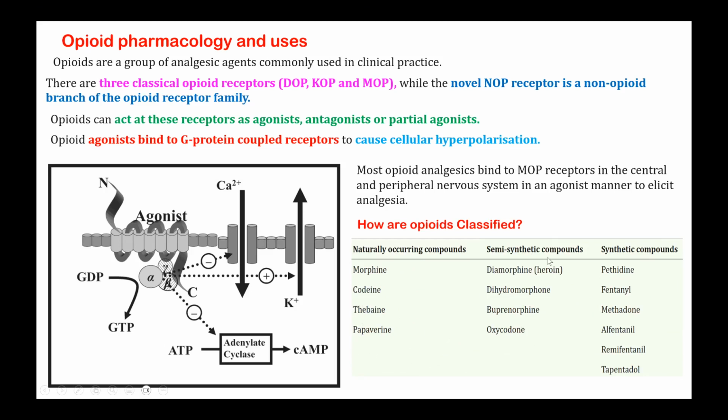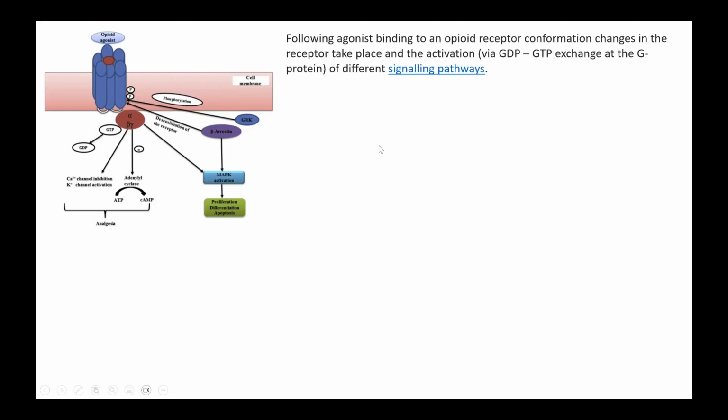And these are the semi-synthetic ones, of which buprenorphine and oxycodone are commonly used in clinical practice. And all the other things, pethidine, fentanyl, alfentanil, remifentanil, which we are all used to, are synthetic drugs, which are purely chemical, synthesized in the laboratory.